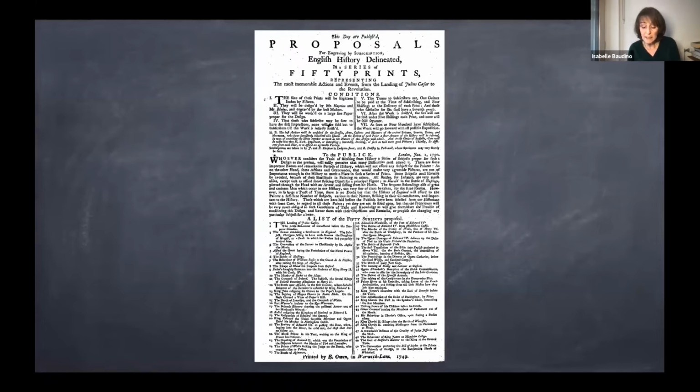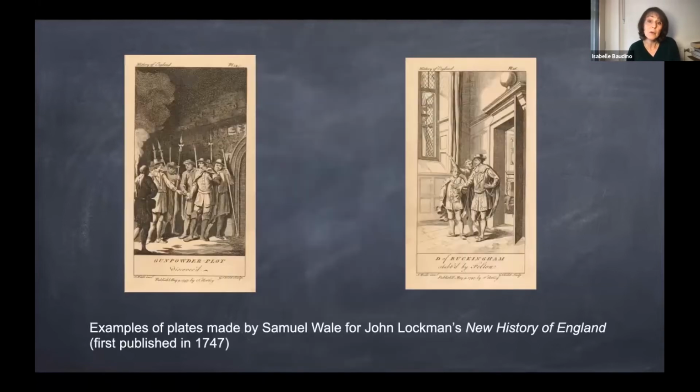Over his career, he produced more than 400 wash drawings that were transferred onto copper plates by engravers and used by booksellers to entice customers to buy their publications. And many Georgian bestsellers were actually illustrated by Samuel Wale. Early on in his career, he specialized in historical illustrations. So his first historical illustrations looked like that.